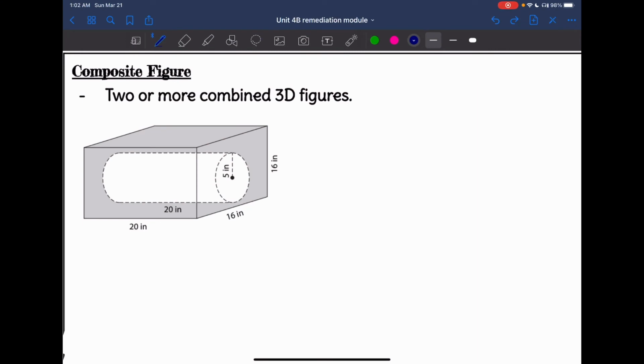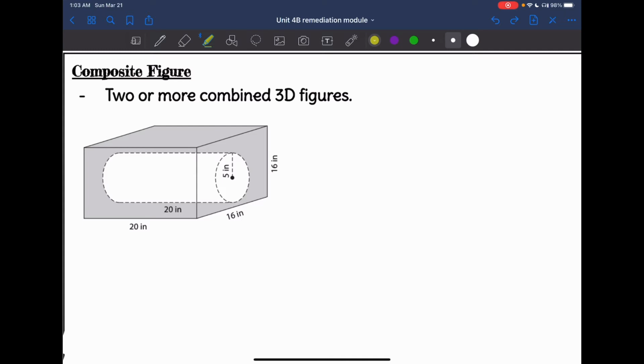So here is a reminder on how to find the volume of a composite figure. Remember, a composite figure is two or more combined 3D figures. With composite figures, the first question you've got to ask is, are my figures inside each other or is one on top of the other? If they're stacked, then you're going to add the volumes. If one is inside the other, then you're going to subtract.